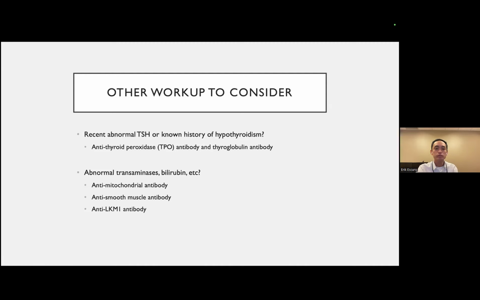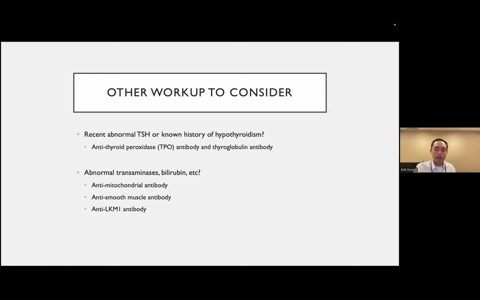Other workup to consider: patients with hypothyroidism can have positive ANAs because of an antibody called antithyroid peroxidase, or TPO, that will cause a positive ANA to occur on testing, but it's not due to some type of disease like lupus. Instead, it's the reason behind why that patient has hypothyroidism. And then in the GI world, autoimmune liver disease or autoimmune hepatitis has certain antibodies like the mitochondrial and smooth muscle antibodies that could be tested for as well.